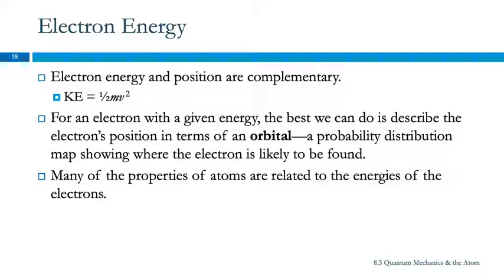So for an electron with a particular energy, the best we can do is to describe its position in terms of an orbital, which is a probability distribution map. It's a three-dimensional probability map showing where the electron is likely to be found. The properties of atoms, many of them, are related to the energies of the electrons that are found in those atoms.